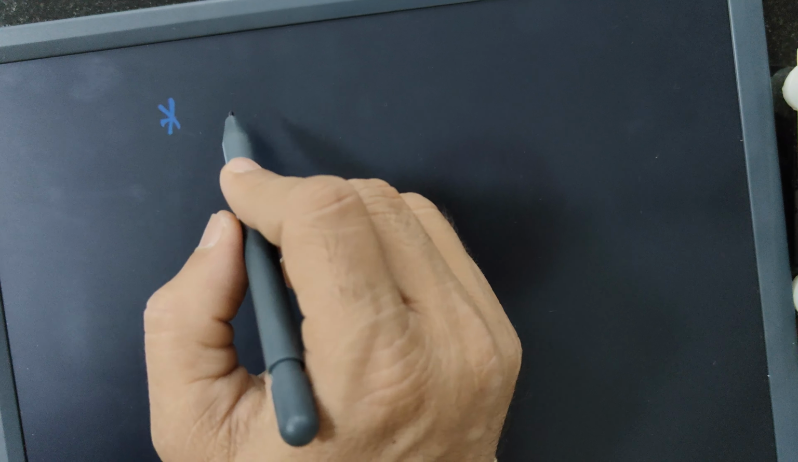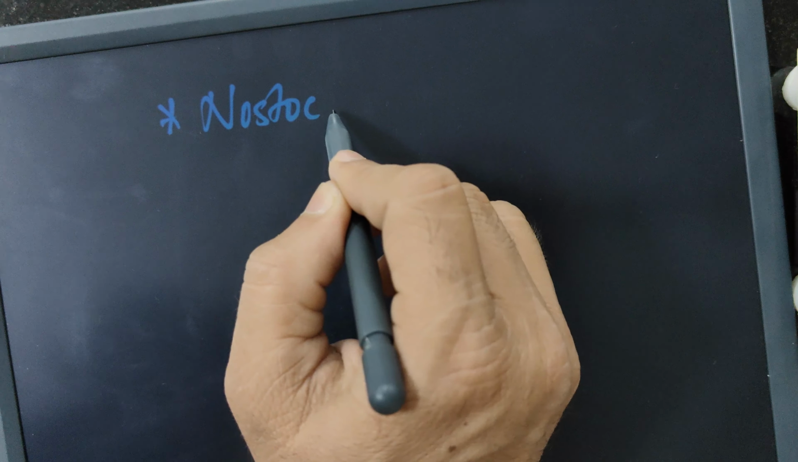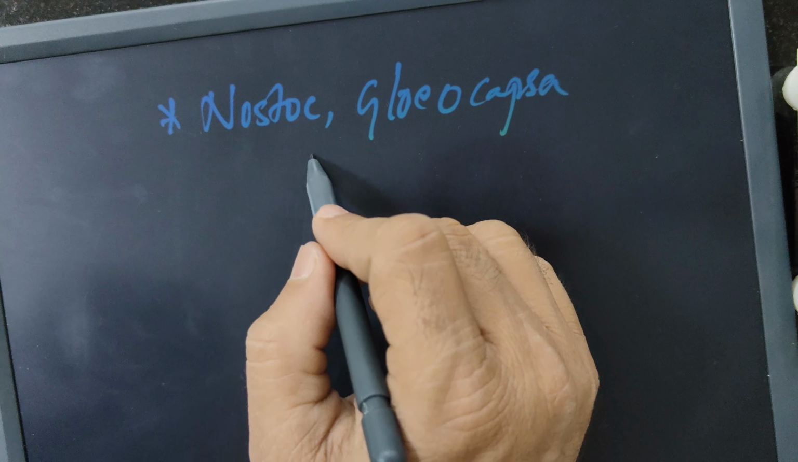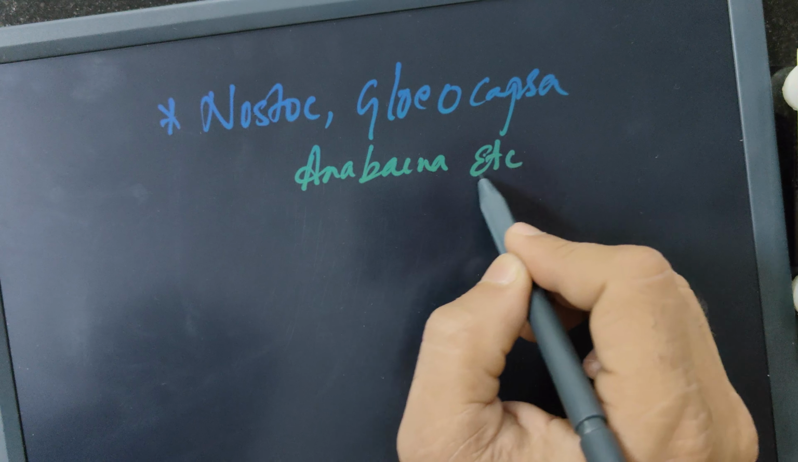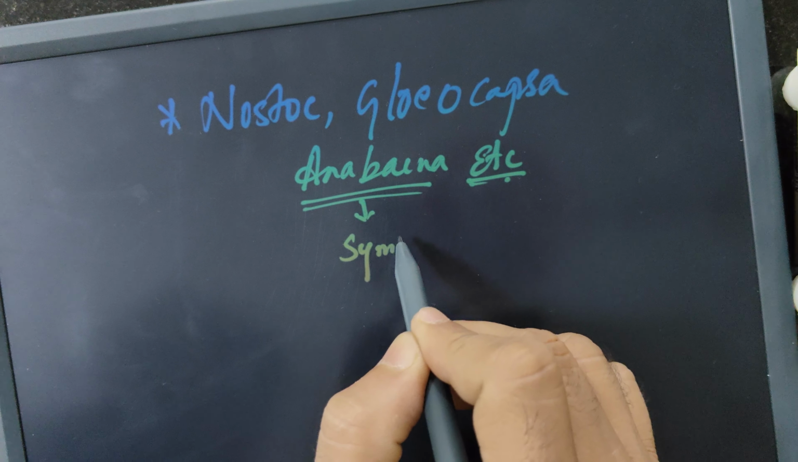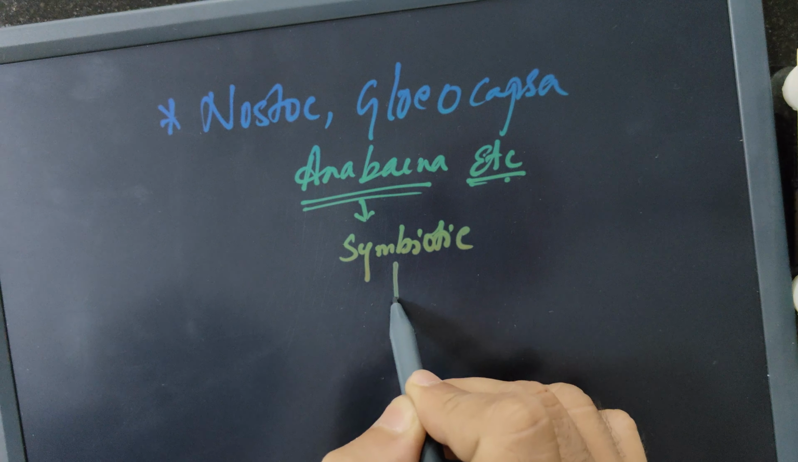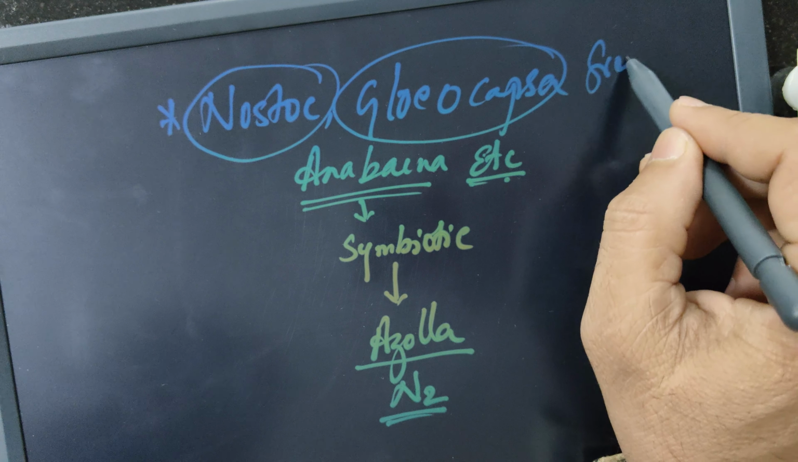So let us see some examples of cyanobacteria. Some of the examples are Nostoc, Leucapsa, Anabaena, etc. Anabaena can form a symbiotic association with azolla and can perform nitrogen fixation, whereas these others are free living forms.